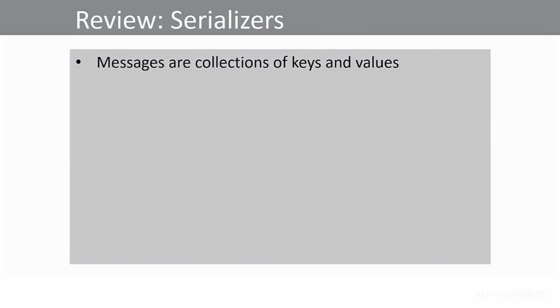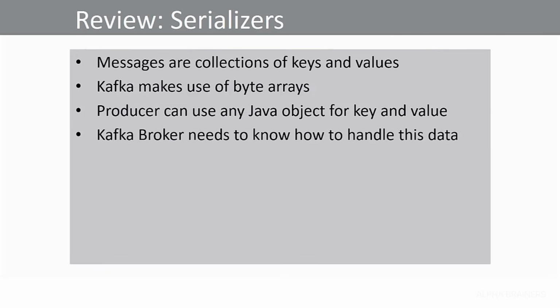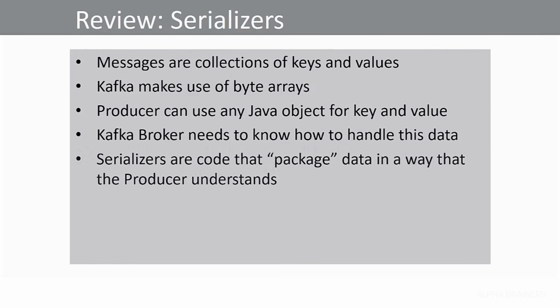Remember, when messages are created, they're going to be a collection of key value pairs. So the producer is going to have to specify what kind of serialization we're going to use for these key value pairs. Even though Kafka makes use of byte arrays, the producer can use any kind of Java object for the key value pair. The Kafka broker needs to know how to handle that data, of course. Serializers are code that package the data in a way that the producer and the consumer will understand as well.